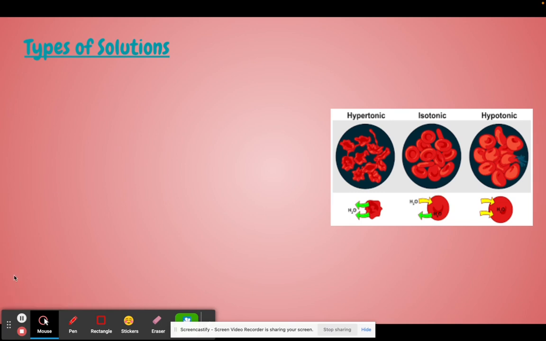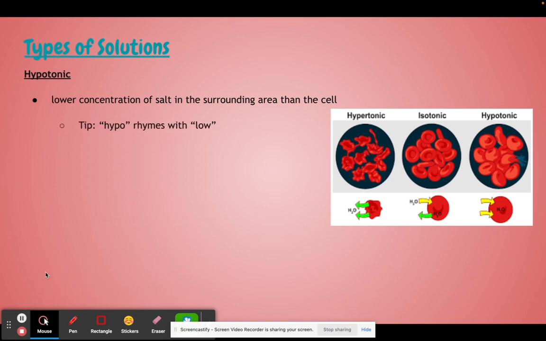The first type that we are going to discuss is hypotonic. So in hypotonic solutions, this is where you have a lower concentration of salt in the surrounding area than the cell. So that means that the cell actually is going to have, so due to this, what's actually going to happen is that the water is going to move into the cell. So remember, a tip that I have for you is that hypo rhymes with low.